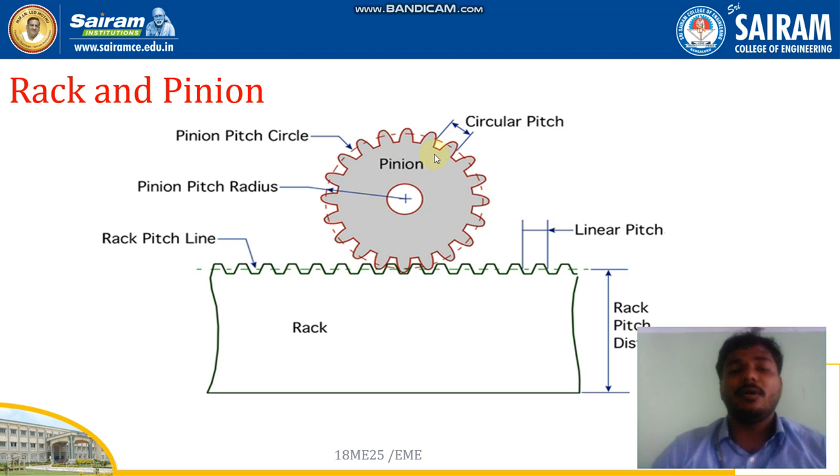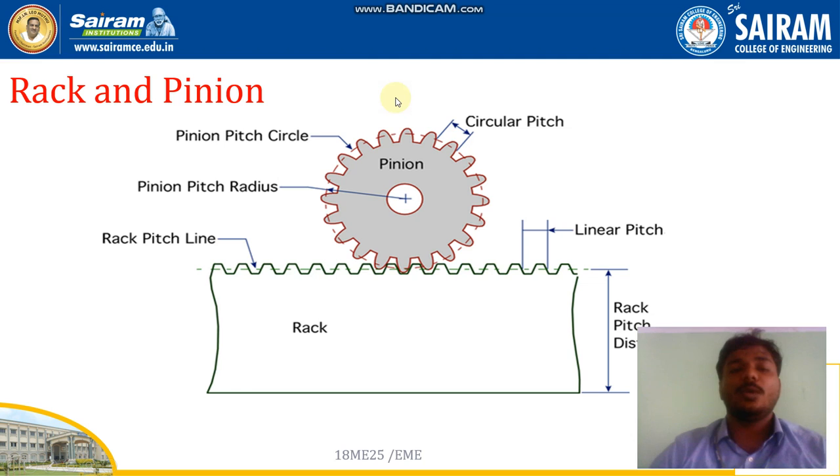So that is one of the major advantages of the rack and pinion: it can convert rotary motion to linear motion. Whenever we are required to transmit power from rotational motion to linear motion, we can mainly use this rack and pinion. You can see this circle, which we call the pinion circle, and the distance between two teeth is what we call the circular pitch. In the rack we call it the linear pitch, and this is the rack pitch distance.